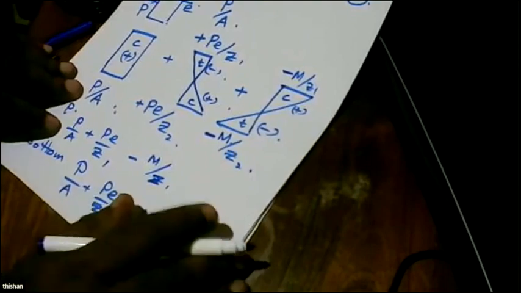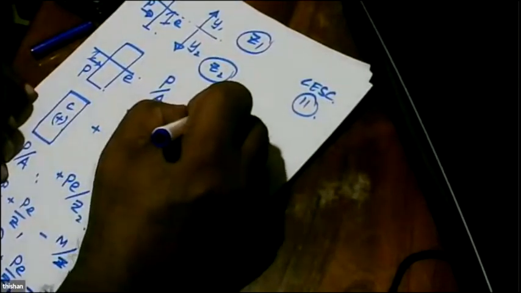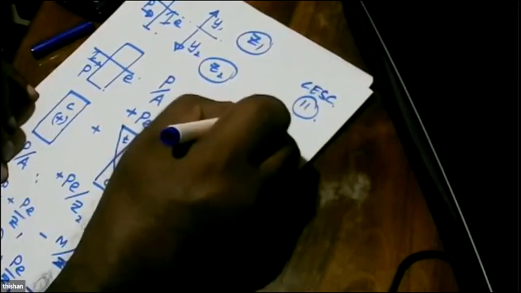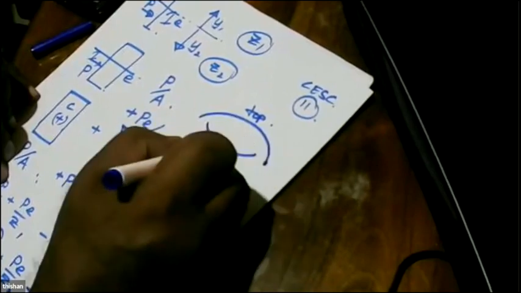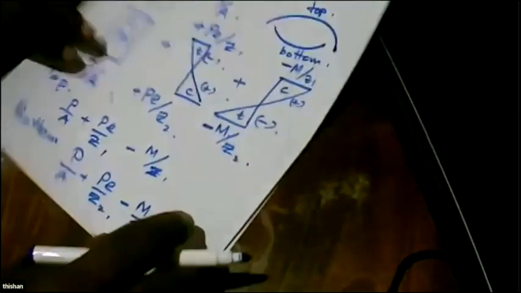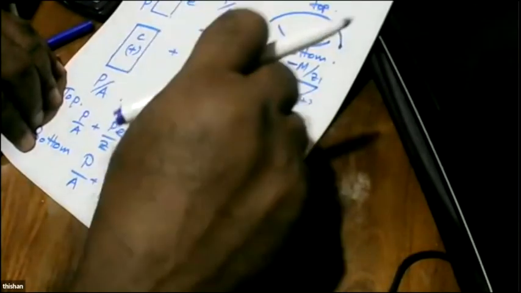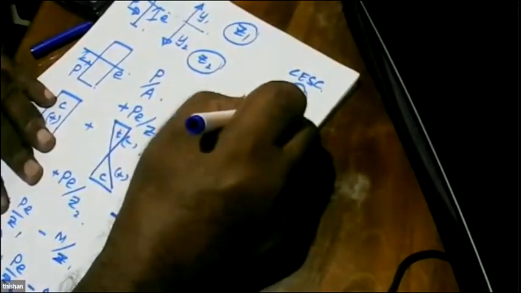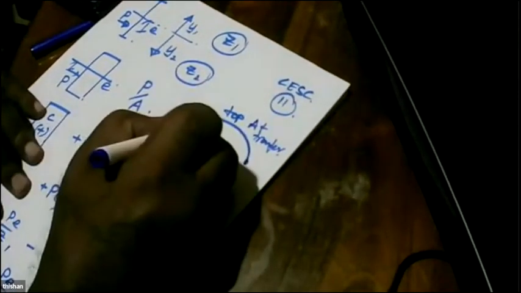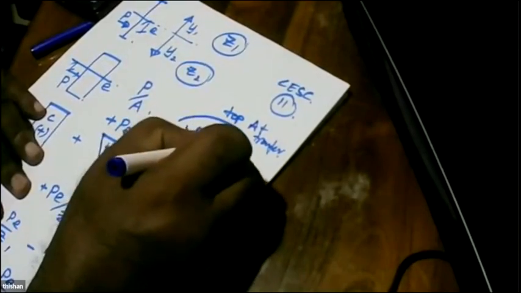And what can happen? When you apply a load, it can fail this way in the top fiber, or it can fail that way in the bottom fiber. So if you apply a minimum moment, then this is this situation. This is at transfer. That is at transfer. This is at service.